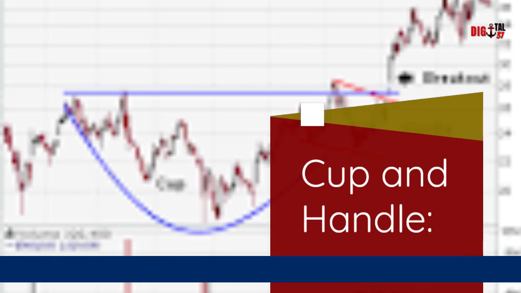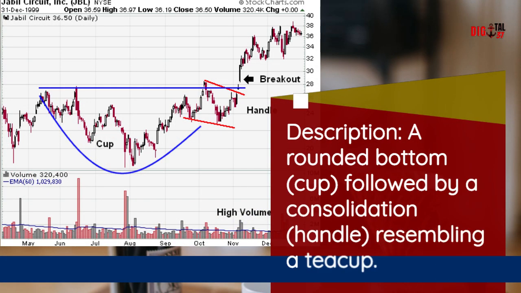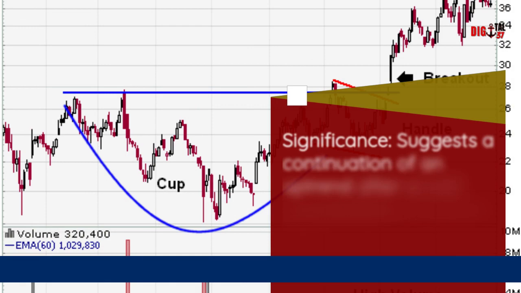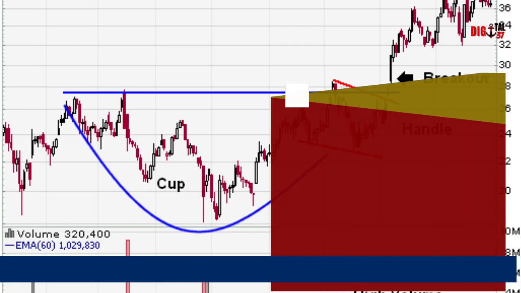Cup and handle. Description: a rounded bottom, cup, followed by a consolidation, handle, resembling a teacup. Significance: suggests a continuation of an uptrend after a brief consolidation. Breakout from the handle confirms the pattern.